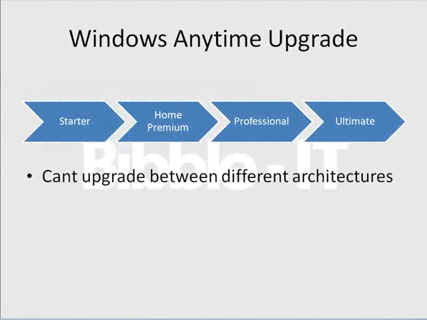So first of all, then, Windows Anytime Upgrade. Anytime Upgrade lets you upgrade between editions of Windows 7. It's worth noting that you can't upgrade between different architectures. So if you've got a 32-bit version of Home Premium and you want to install the 64-bit edition of Professional, you would have to format and start again to do that.